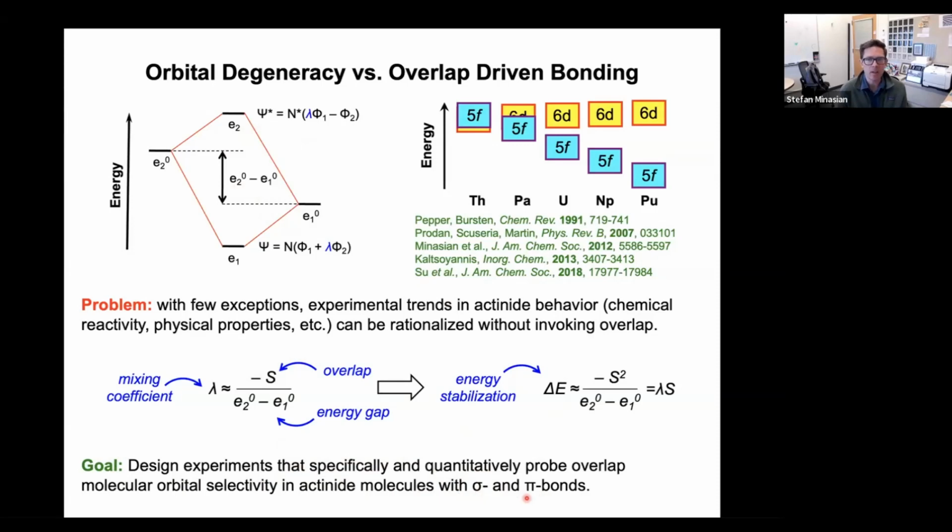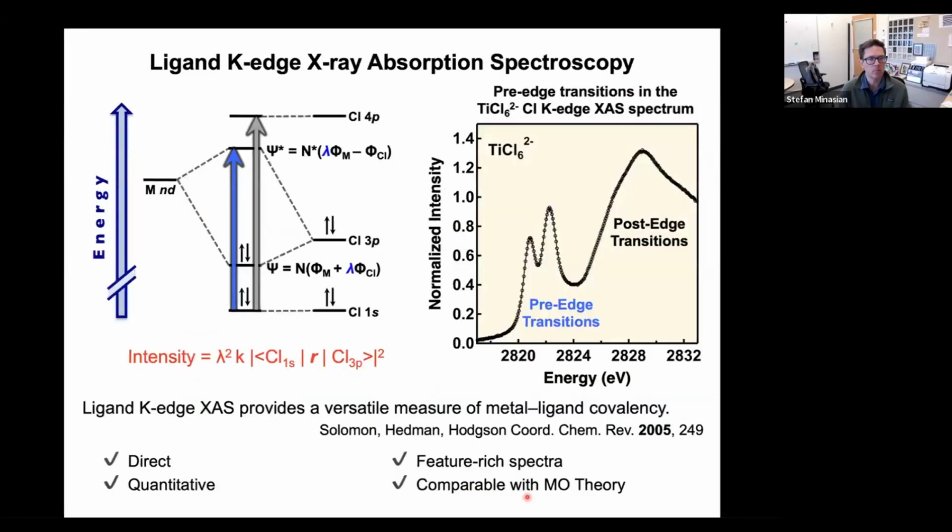The technique that we have been using is commonly referred to as Ligand-K X-ray absorption spectroscopy. This is an umbrella term which is used to talk about any form of K-edge spectroscopy where you're looking at transitions based on the ligand. I know that many people in the audience here are very familiar with this technique, so I'm not going to go into a ton of detail. I'm just showing a simple K-edge spectrum. In this case, it's the chlorine K-edge for titanium hexachloride, a nice d0 octahedral molecule.